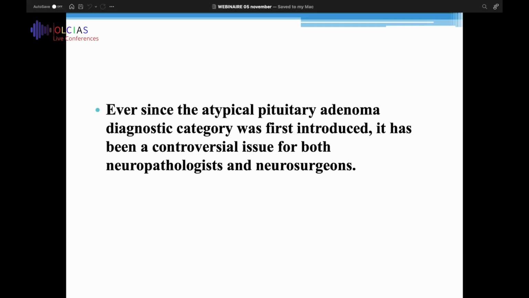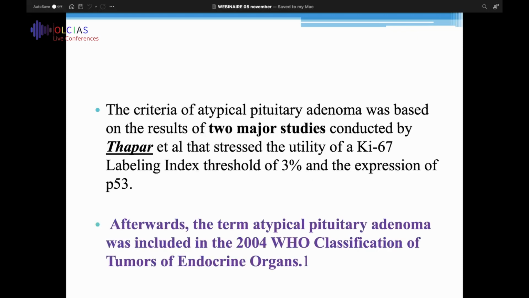We pass to the discussion. Ever since the atypical pituitary adenoma diagnostic category was first introduced, it has been a controversial issue for both neurosurgeon and neuropathologist. Next one. Here we discuss our result.